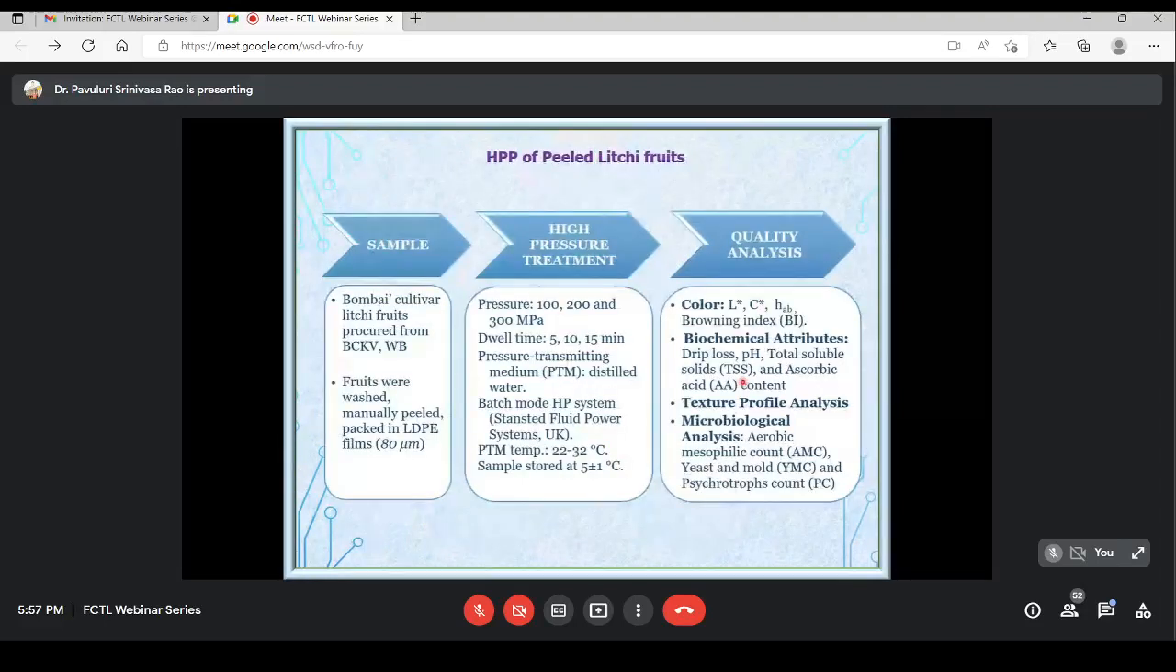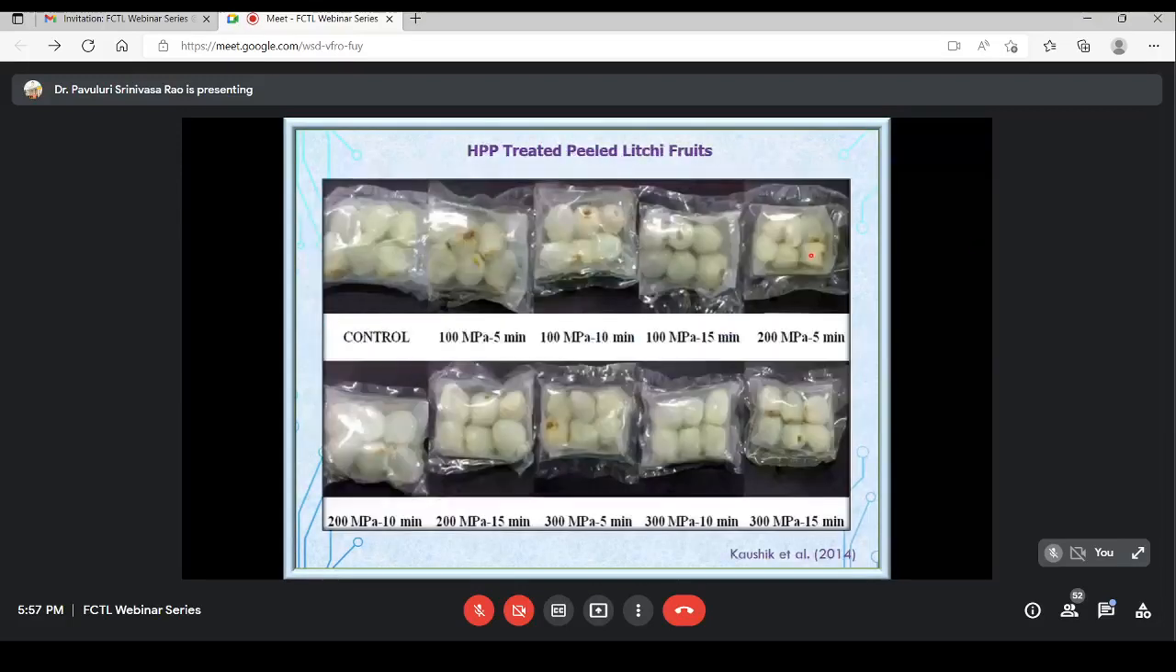So some of the results we can just quickly go through. The first one which we did is peeled lychee fruits, where you can see the pictorial. This is the control one without any treatment. This is the one which is treated at 300 megapascal for 15 minutes. So you can see there is no color difference.